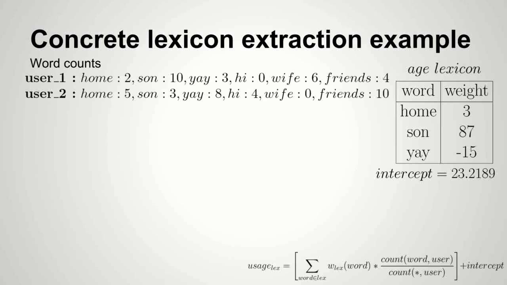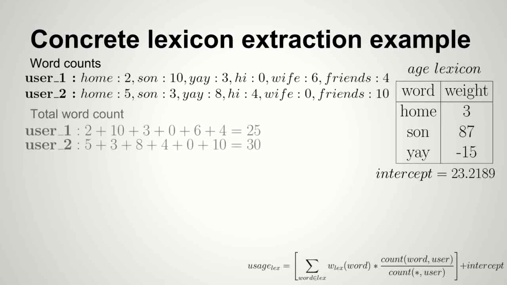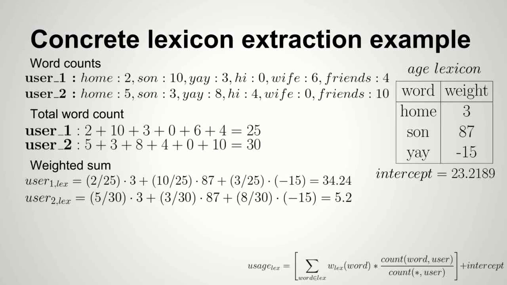In order to do that, first we need to know what the total number of words written for each user was, so we are just going to sum up all the counts. So we have that user 1 wrote 25 words in total, and user 2 wrote 30. We can now plug the values into the lexicon extraction summation formula as such. So user 1 has a lexicon usage value of 34.24, whereas user 2 has one of 5.2.